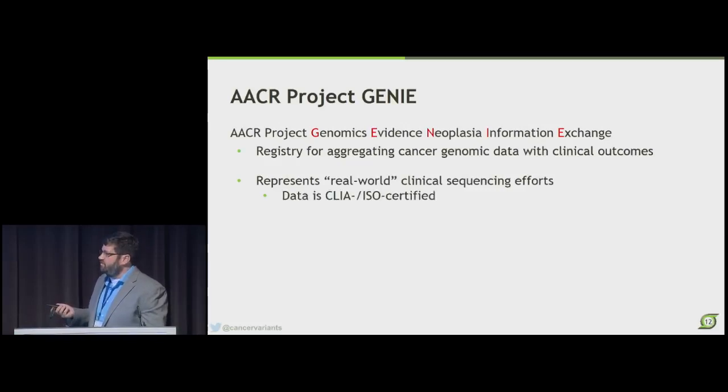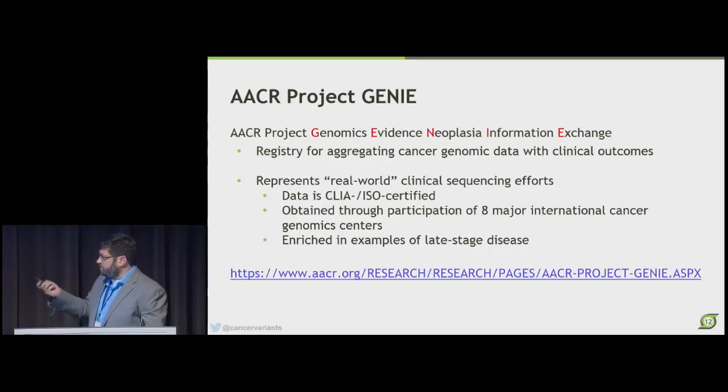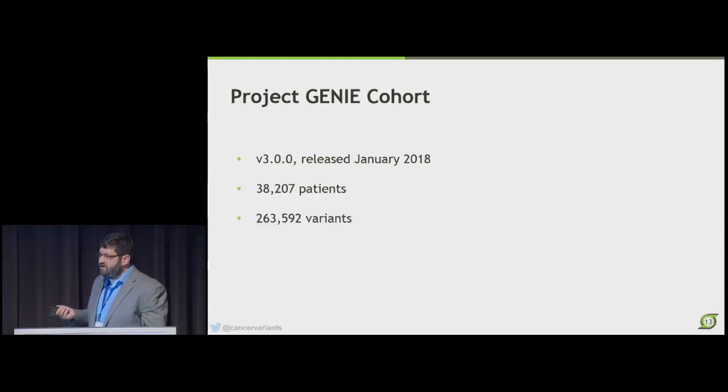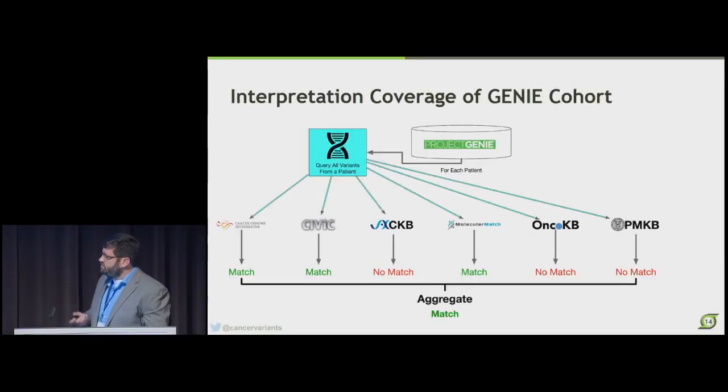All of these data come from CLIA-certified labs, from major international genomic centers, and it's highly enriched in examples of late-stage disease, like many patients are when they come into the clinic. You can learn more about this project at the following link. For the Project Genie cohort, we used the version 3 data release from January. It has 38,000 patients, 263 variants from those patients, and 539 distinct oncotree disease terms. You can find out more about that data set at the following URL.